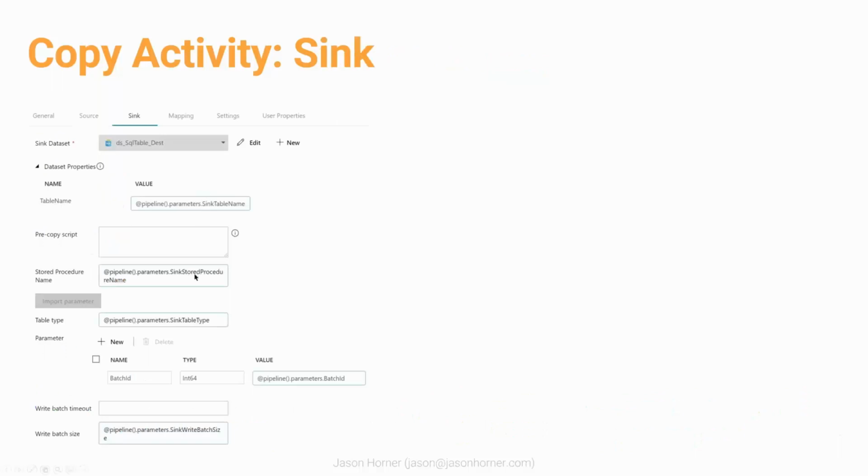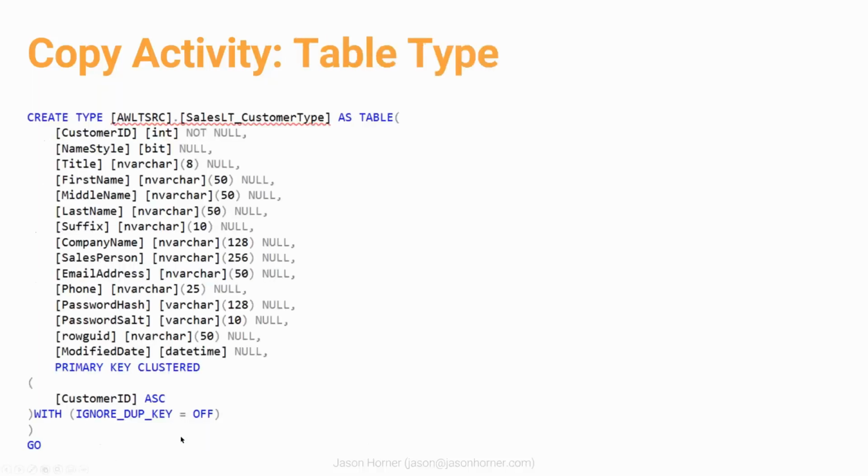I'm going to call my stored procedure. I'm going to pass in this table type here, and I'm going to pass in the sync table name. The other thing I can do is pass parameters into the stored procedure that are from the pipeline itself. So I could pass in the batch ID, I could pass in the execution ID. I can change my write batch size here as well.